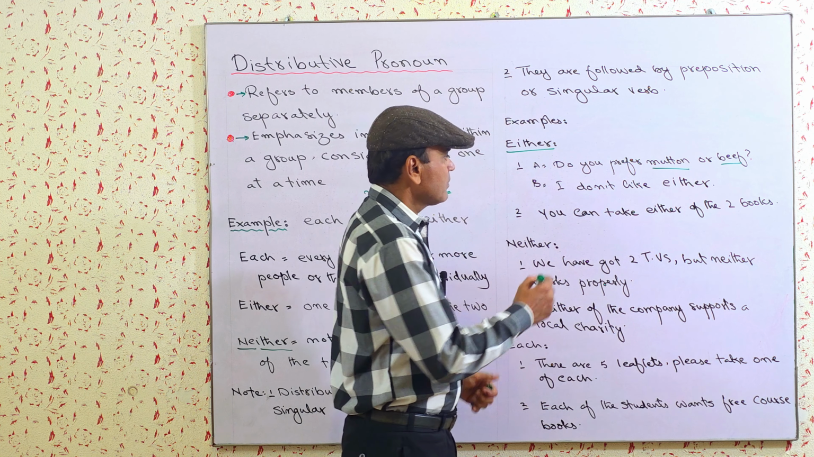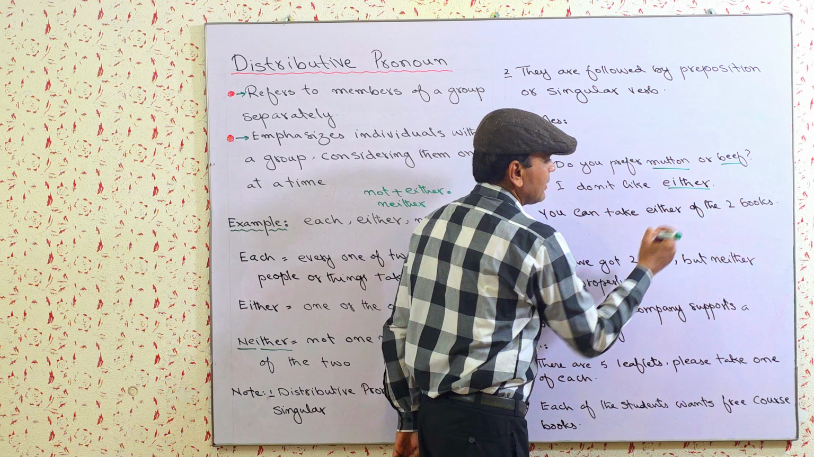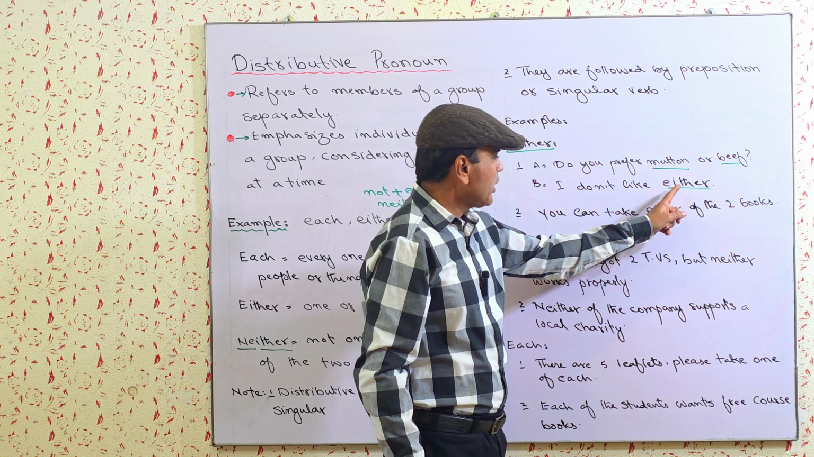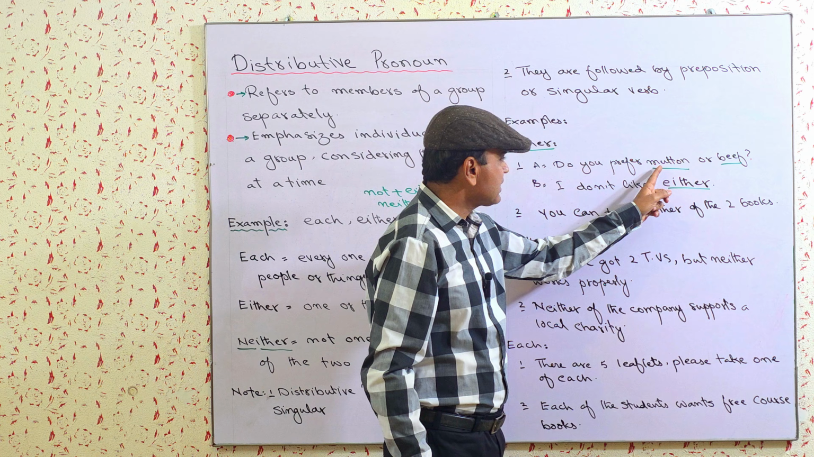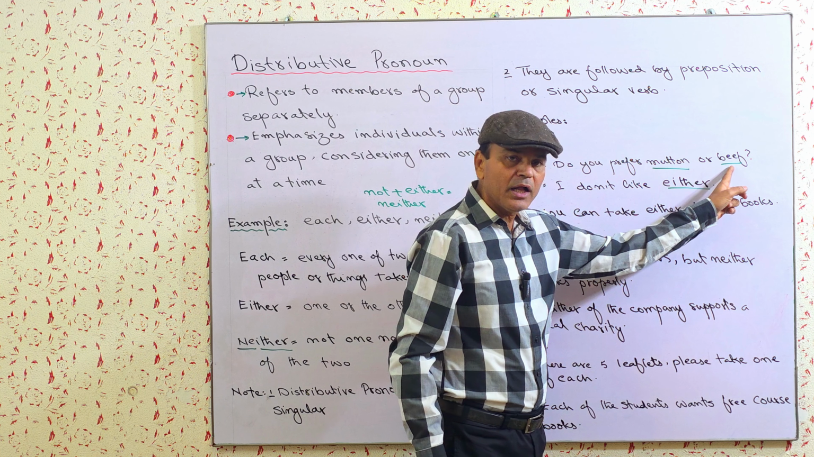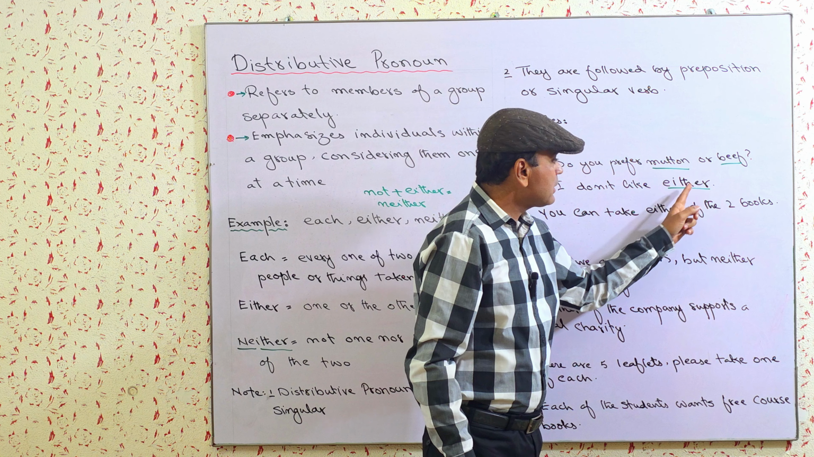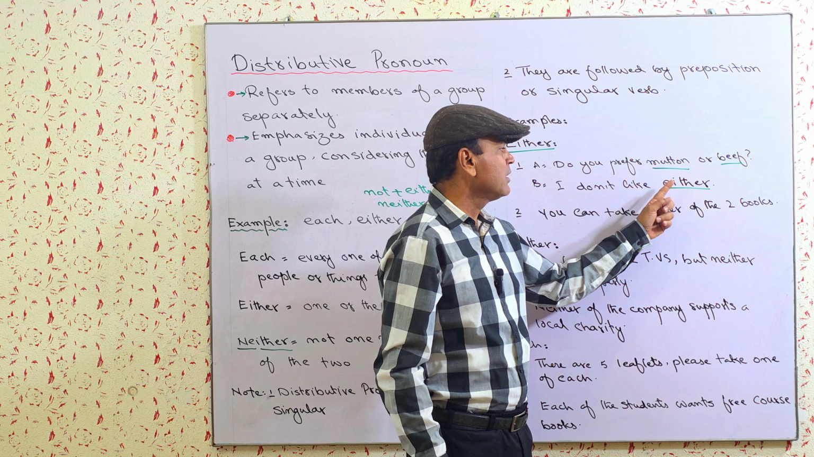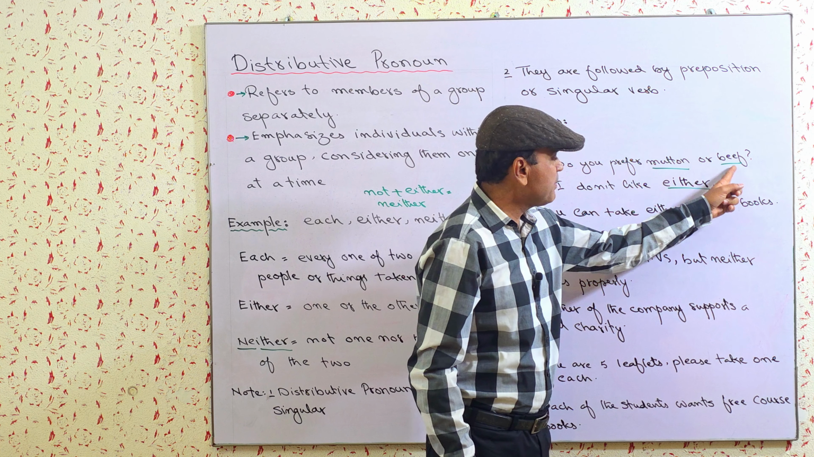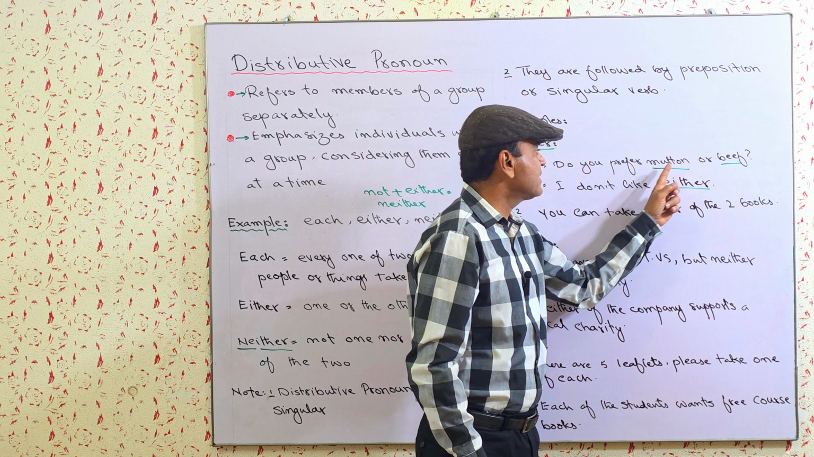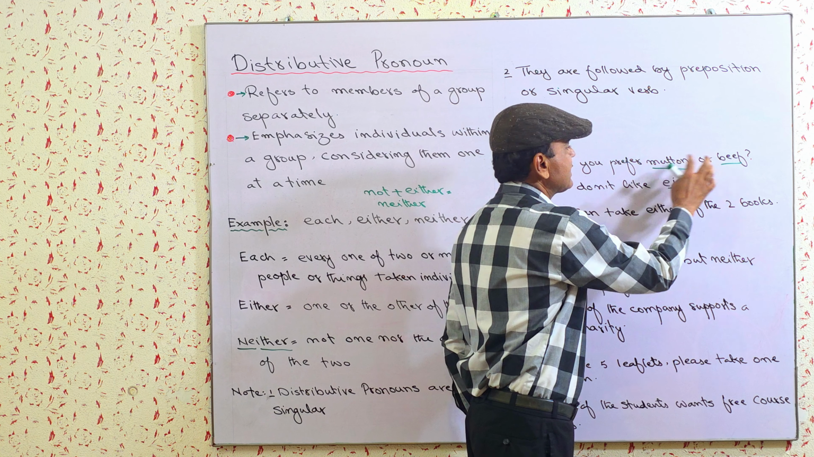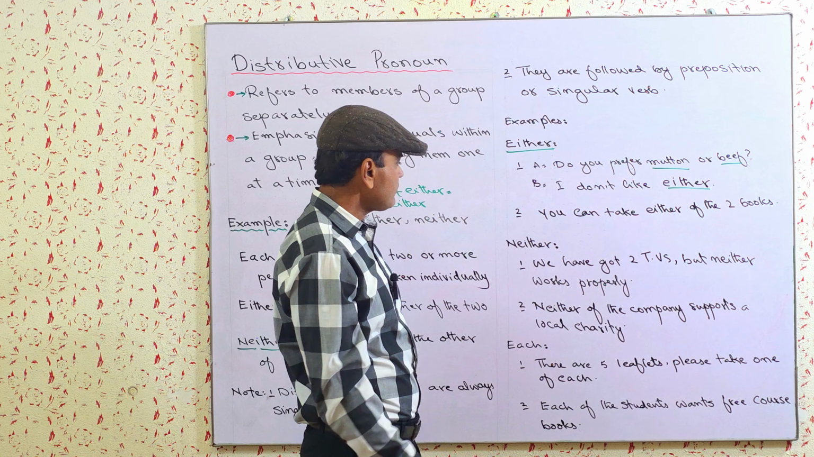Mr. B says, I don't like either. Here the word either is used in place of mutton and also beef, but also separates them. That means that I neither like mutton nor do I like beef. So here it separates these, though we have two nouns, but this word represents them separately.